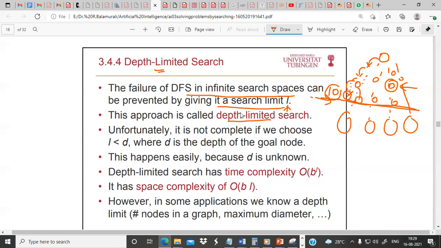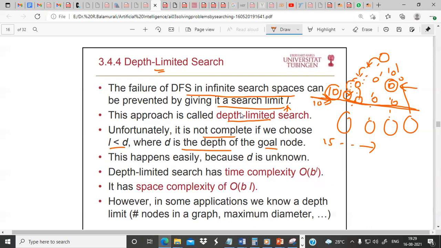But again, in this case also we cannot say the algorithm is always complete, because sometimes you may fix a depth as 10, but the solution may be available at the 15th level. Say there is no solution available at depth 10, and the solution is available at depth 15 only. Then also the algorithm fails. Unfortunately, it is not complete if we choose L less than D, where D is the goal node. Sometimes this algorithm with a search limit L may not be complete.